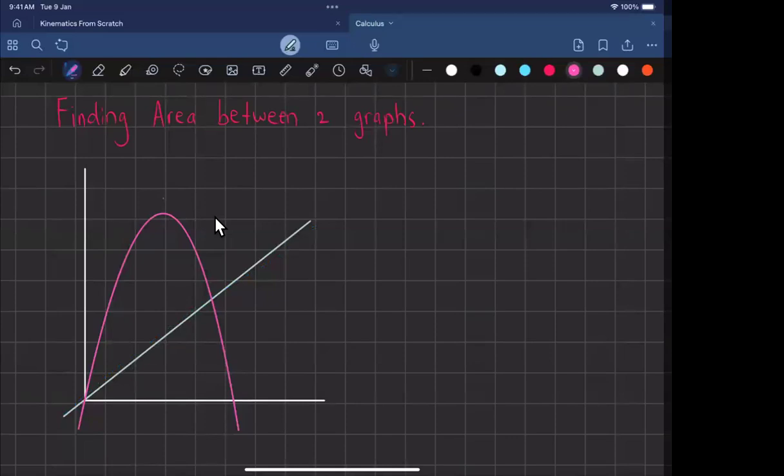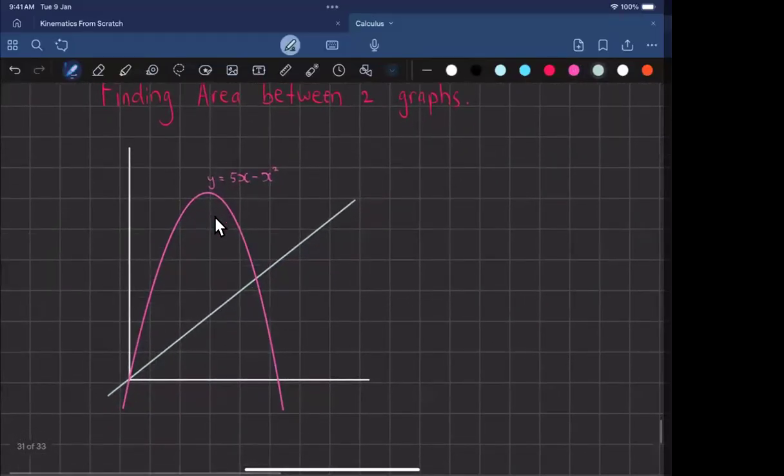So this curve here is all jokes, I don't mean it. So we have y is equal to 5x minus x squared, and we have y is equal to x.